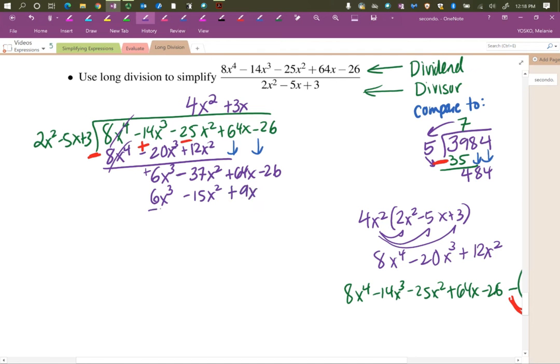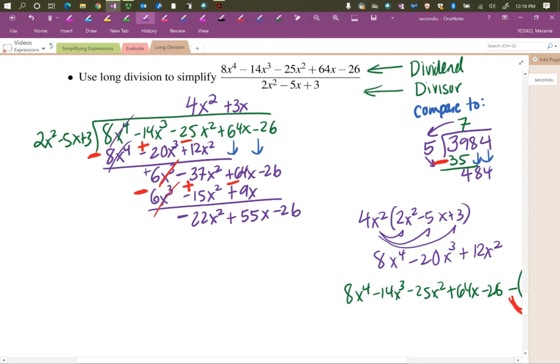And then we're going to subtract, which means we change every sign. 6x cubed cancel. Then we have negative 37x squared plus 15x squared. We are going to subtract and keep the sign of the bigger one, which is negative. So what's that? 22x squared. Then we have 64x minus 9x. We're going to subtract and keep the sign of the bigger one, which is a plus. 64 minus 9 is 55. So we have 55x minus 26.